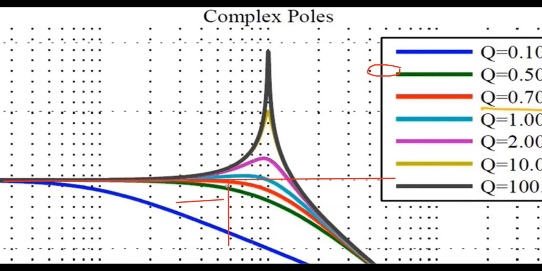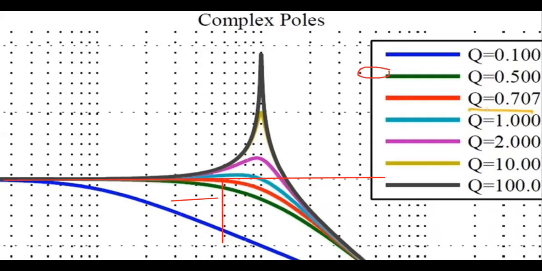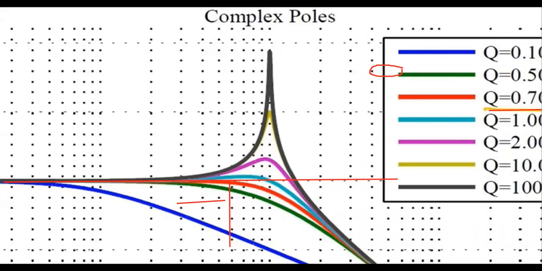That means at least we need the red one. Lower than red is not good. Higher than red is also not good. So that shows that this red line is where Q equals 0.707. So Q equal to 0.707 is ideal for a filter, where the gain peaking at the corner frequency is ideal for the purpose. I believe you understand the point I'm trying to make here.